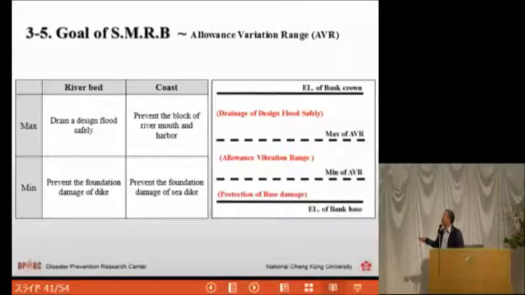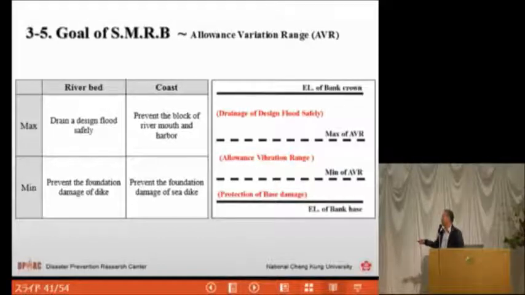I provide an allowance variation range of riverbed, the allowance variation range, AVR. That means you can see there are 4 lines. The top line is the elevation of bank crown. The bottom line is the elevation of bank base. And here there are 2 dashed lines, which are the range of the allowance variation range. You can see the maximum of this line is installed as a drain of design for safety. And its minimum is to prevent the foundation damage of a dike.